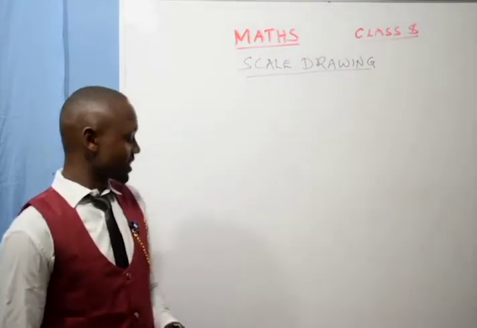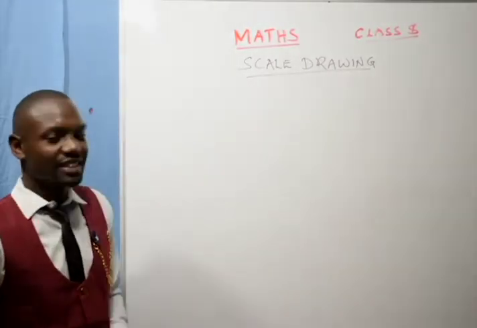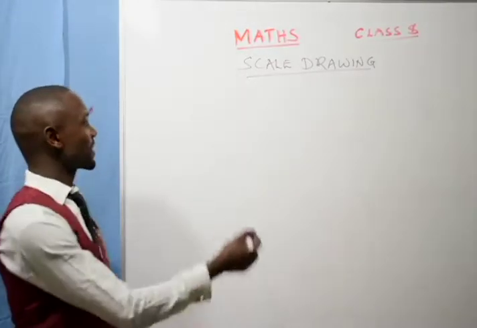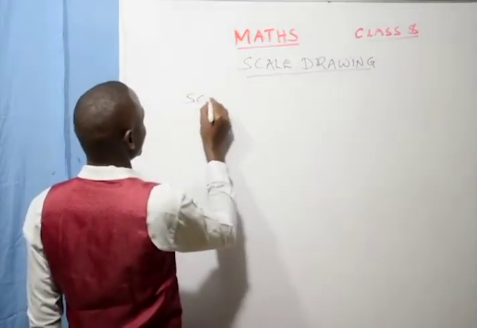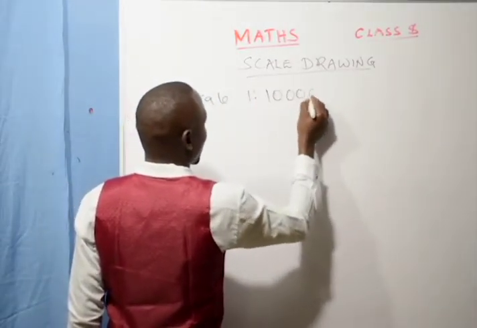Today we are going to look at scale drawing. This is a topic that we've been doing in the previous classes. And how do we read and interpret scale? For example, given the scale 1 is to 100,000.